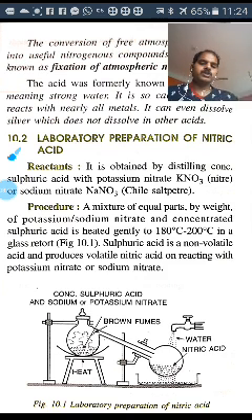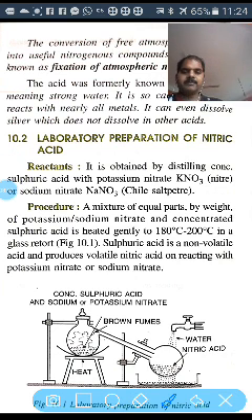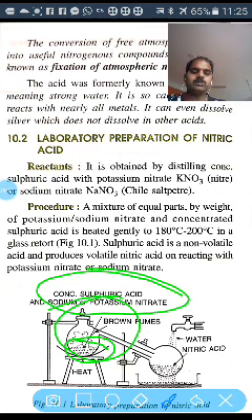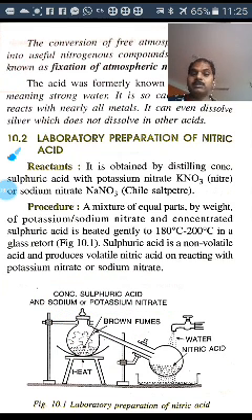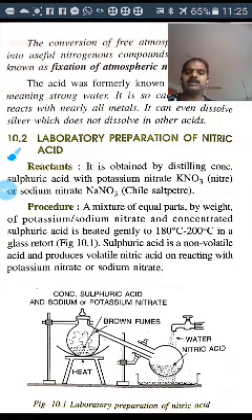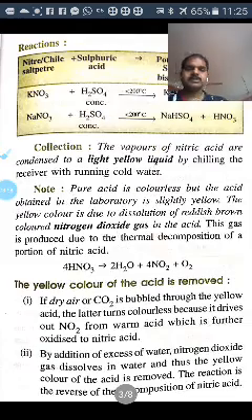Next, if we go to the procedures, we have a round bottom flask. This is the round bottom flask with a neck, and in the bottom of the flask we have a mixture of sulfuric acid and sodium or potassium nitrate. This sodium or potassium nitrate will react with sulfuric acid to produce nitric acid. Now this nitric acid, being more volatile than sulfuric acid, will come out as a vapor in this way, and it will get cooled here, so we will get nitric acid liquid in the container. This is how it is prepared.